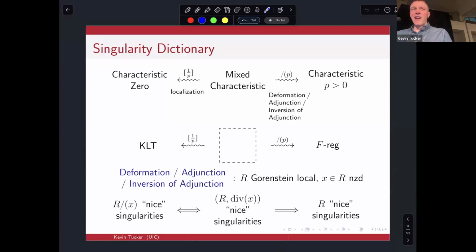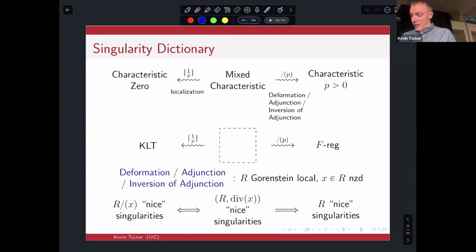For simplicity, let's say that R is Gorenstein local, and I take a non-zero divisor. The expectation or the hope is that the quotient or the restriction R mod X has nice singularities if and only if the pair (R, div X) has nice singularities, right? So inversion of adjunction and adjunction in both directions, right? Now I'm not talking about pairs in this talk for simplicity, so I'm trying to sweep that under the rug, maybe a little at the end.